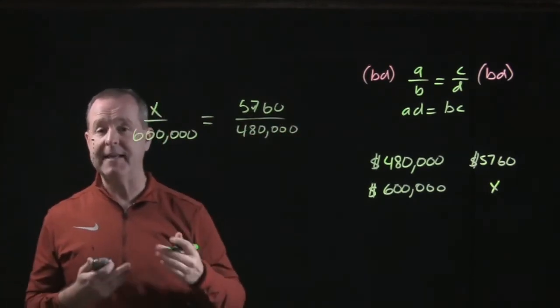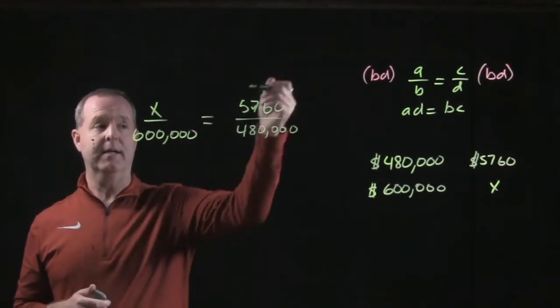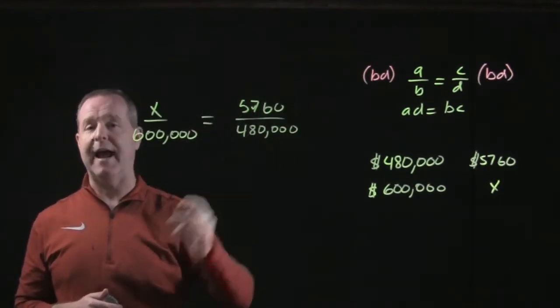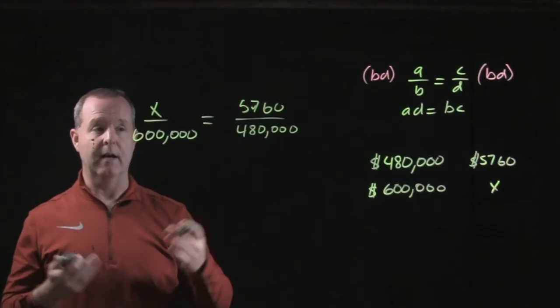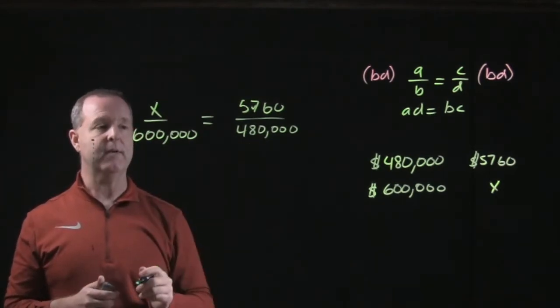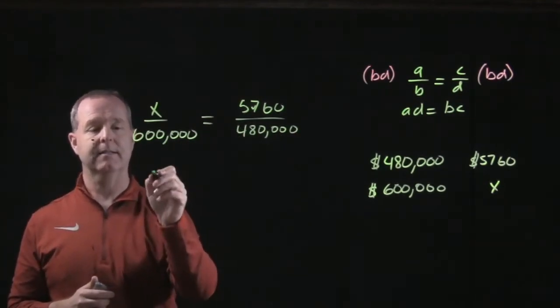Now notice my this and that line up. Taxes to property value, taxes to property value. This is to that as this is to that for the other situation. Now from there, I could solve that for X. And what I can do here is multiply both sides by 600,000 to get my X isolated.